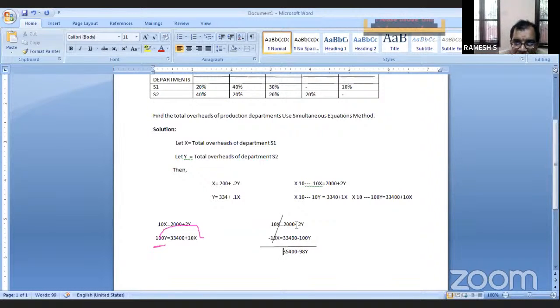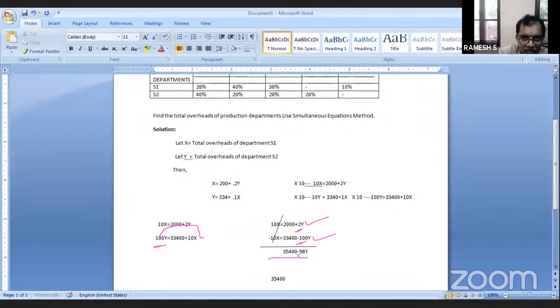33,400 plus 2,000 will give us 35,400. Minus 100y plus 2y. See, minus 100y, the minus value is more than the plus value. So you will take it as minus. 100, 2, the difference between the two. One is minus value, one is plus value. So minus 100 plus 2, if you compute, it will give you minus 98. Okay.